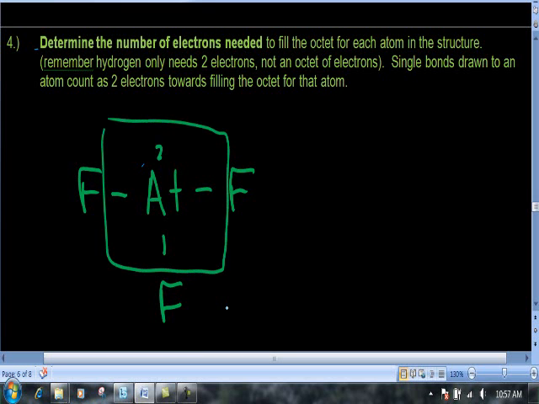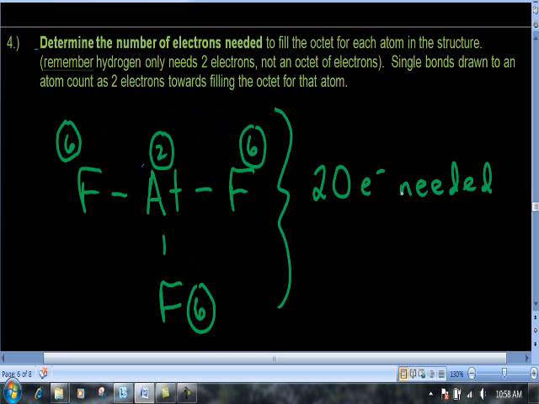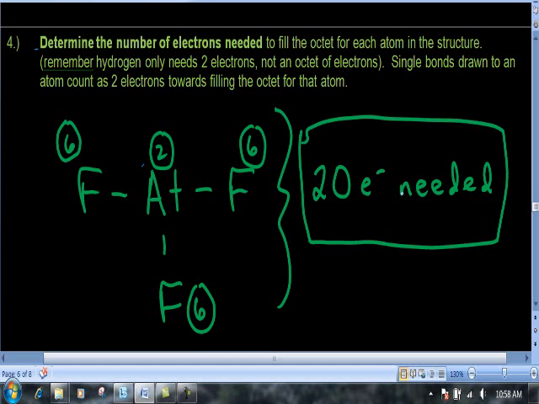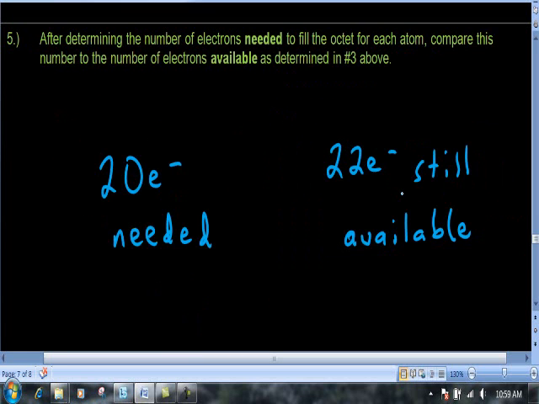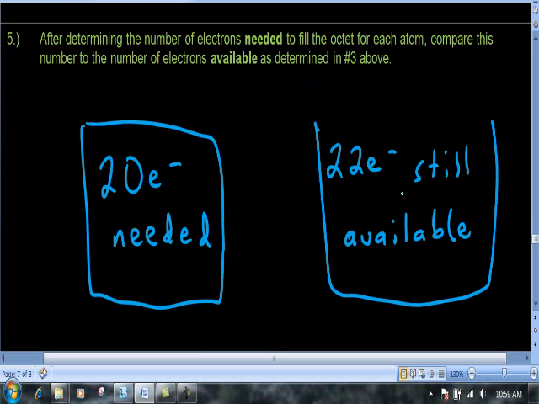Astatine already has 3 bonds surrounding it. The astatine needs 2 more electrons to complete its octet. Each fluorine atom has a single bond, which counts for 2 electrons, so each fluorine will need 6 electrons to complete its octet. Adding up all our electrons needed, we see we have 20 electrons needed to complete the octets for each of our atoms in our Lewis structure. Comparing the number of electrons needed, which is 20, with the 22 electrons we had still available, we can see the number needed in this circumstance is less than the number of electrons still available to complete our structure.